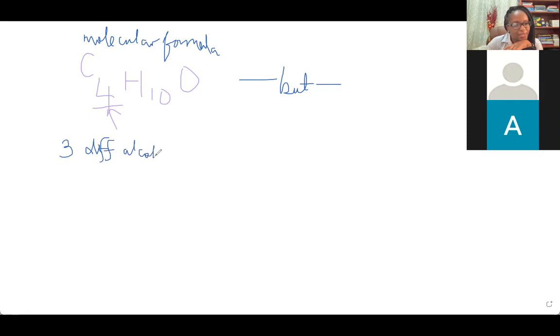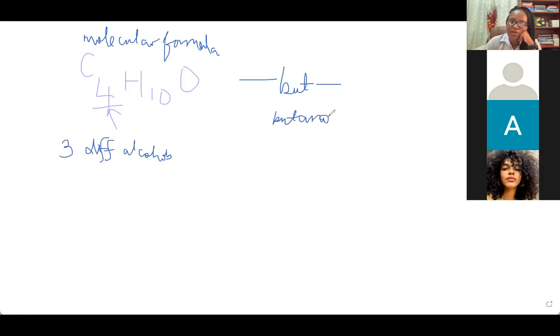Alcohols, right? But they all have the same molecular formula. So it would be a variation or varieties of butanol. There are different isomers of butanol, which has 4 carbons, 10 hydrogens and 1 oxygen, right? So we can start to draw structures for butanol.